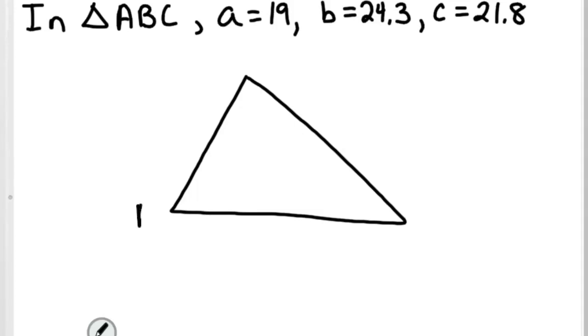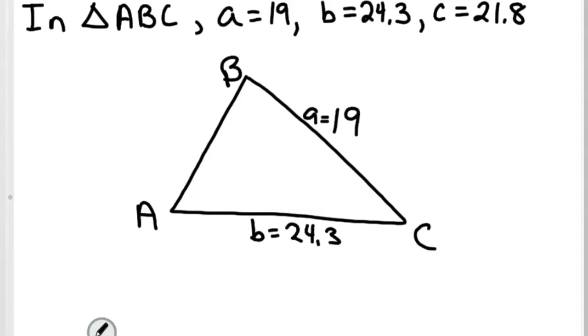It doesn't matter how you label it. We're just going to label it ABC like this. Just remember that the side opposite the angle, so this would be 19 for A. Little a goes across from big A. Little b is across from big B, so b is 24.3. And little c is across from big C, so this is 21.8.